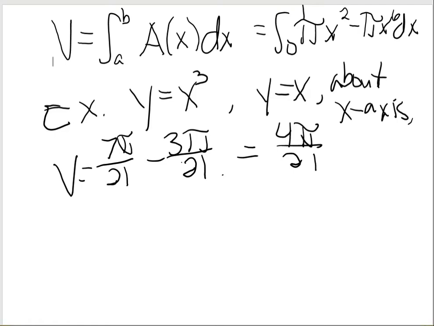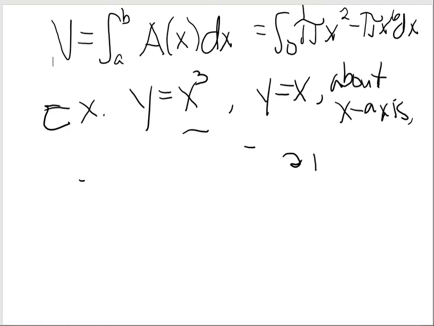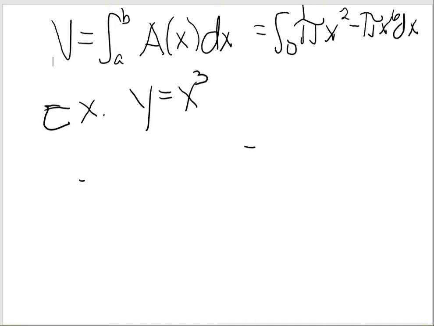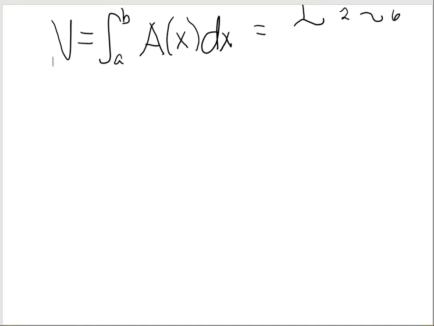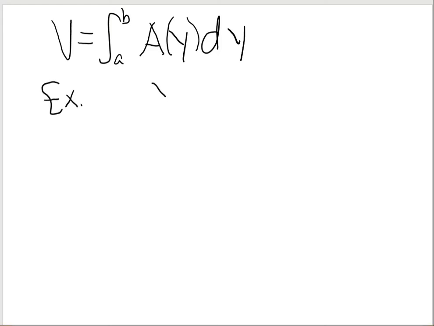Okay, so let's do one last example, looking at, instead of revolving with respect to x, we're going to revolve with respect to y. So let's take this situation. x equals y squared, x equals 2y, about the y-axis.